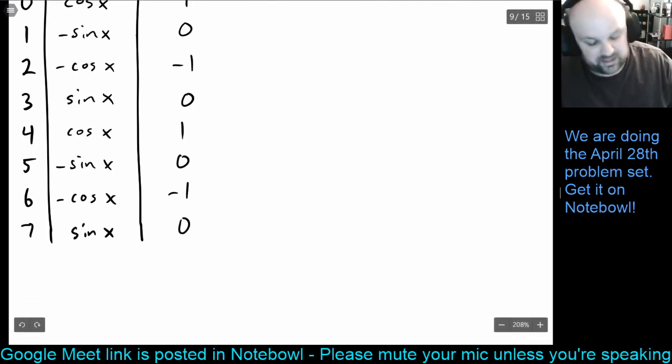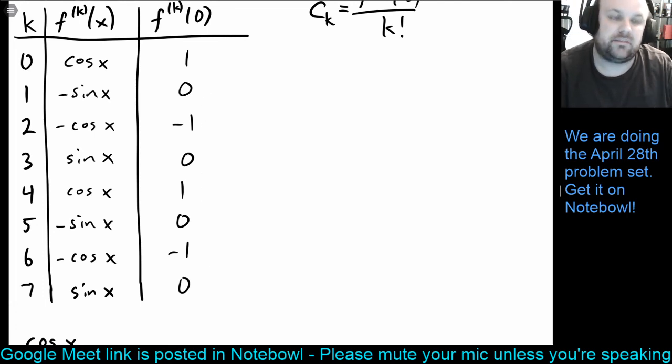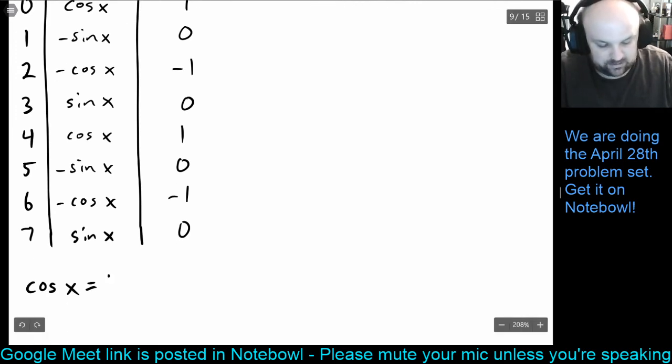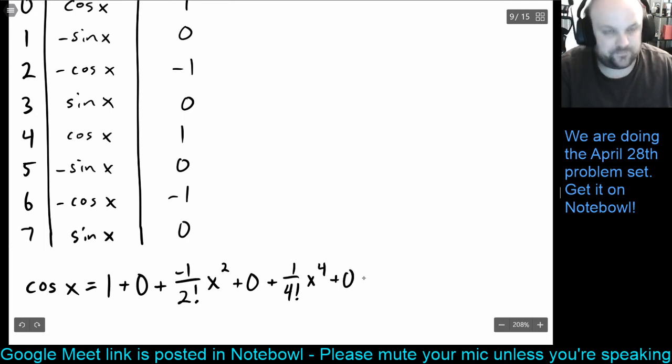So if we try to write this out as a power series, the best thing to do if you can't make a clean pattern from here is to just write out the parts that aren't 0. So just write out the Maclaurin series. We'd get 1 plus this coefficient 0, so just 0, and then plus negative 1 over 2 factorial x squared plus 0, plus 1 over 4 factorial x to the 4th plus 0, right?